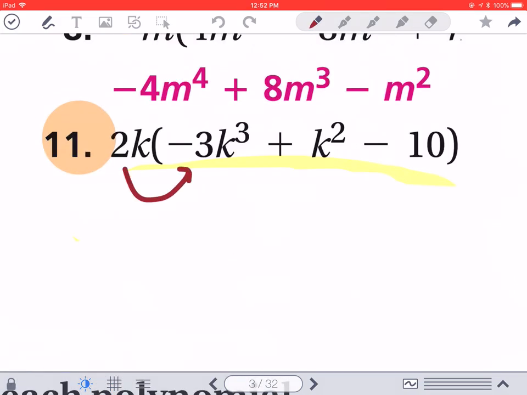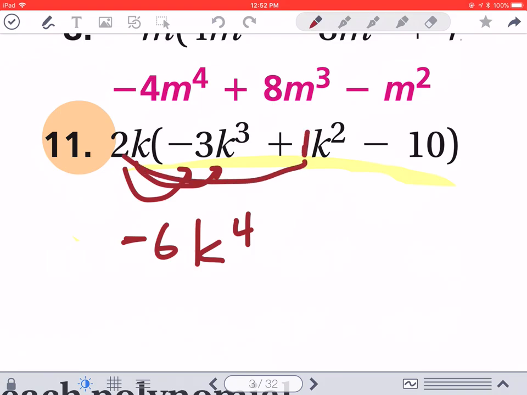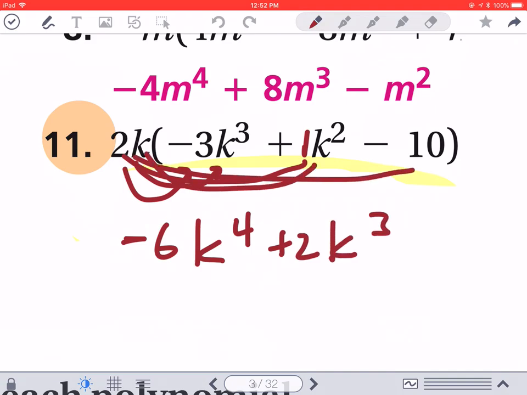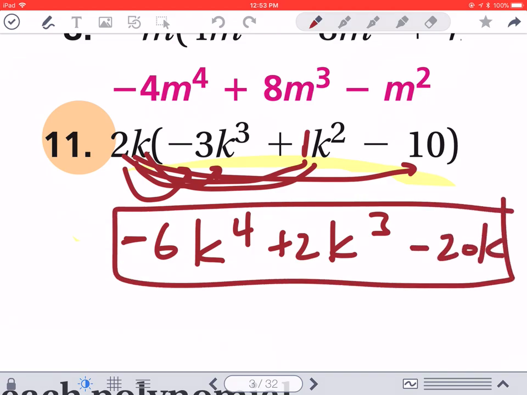I get 2 times negative 3 is negative 6. And then I get k times k cubed is going to be k to the fourth. Then the next one over, multiply 2 times 1 right here. It's going to be plus 2. And then k times k squared is going to be k cubed. Last thing here, multiply 2k times negative 10. It's going to be negative 20k for number 11.